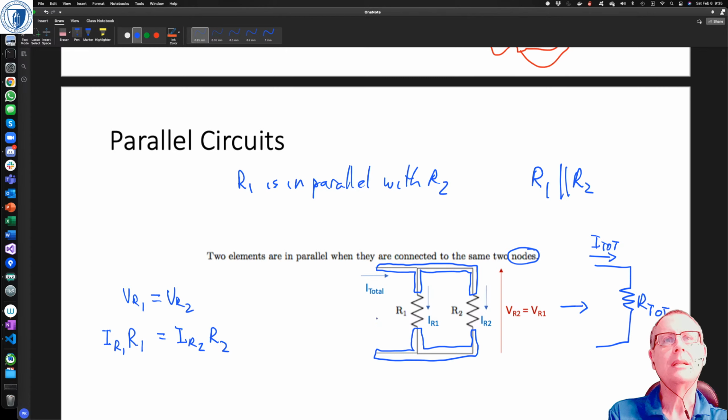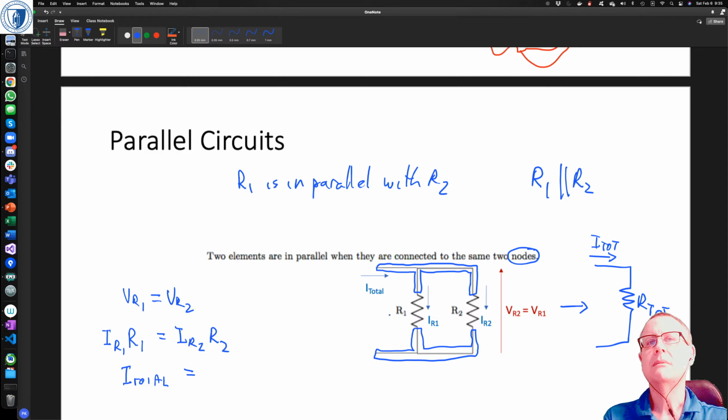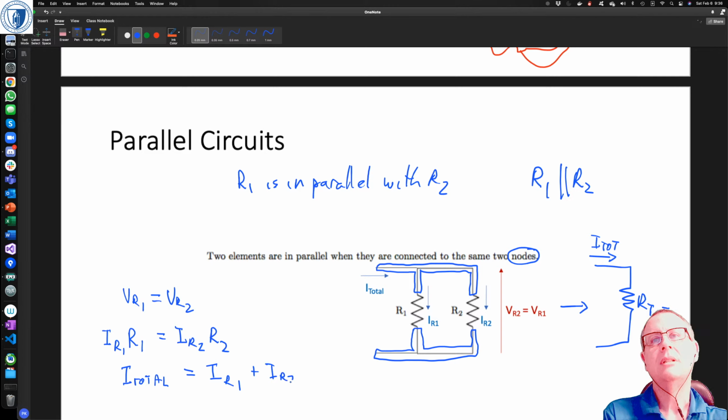Well, let's have a look at it. We know that I total is equal to, now we haven't talked about Kirchhoff's current law yet, but I hope you can see that if I have I total current flowing into this node, and I have IR1 and IR2 flowing out, it's not too crazy to say that I total is equal to IR1 plus IR2. Okay?